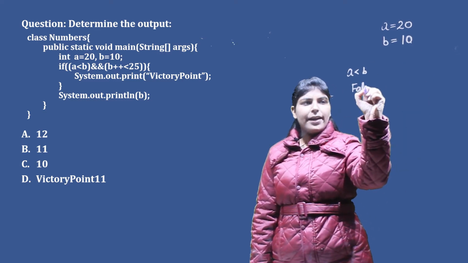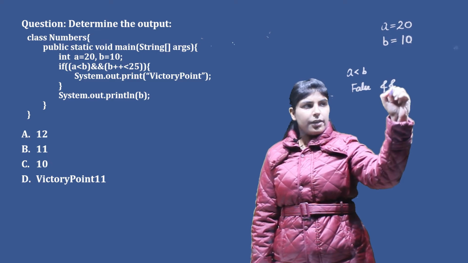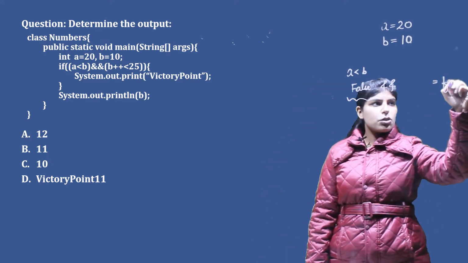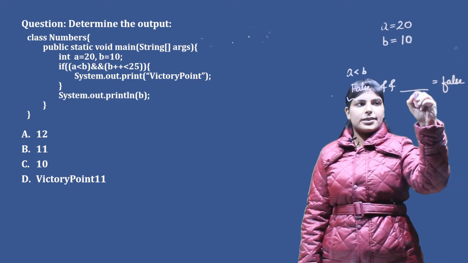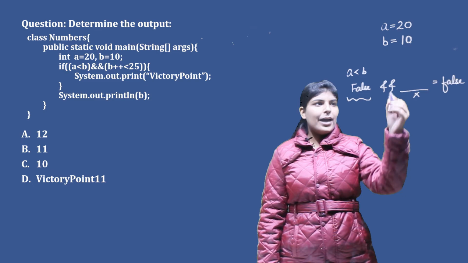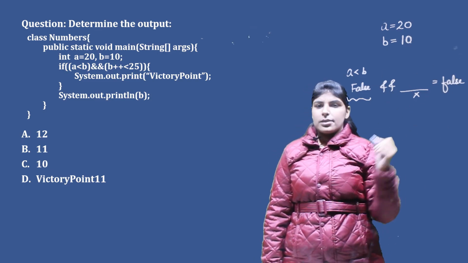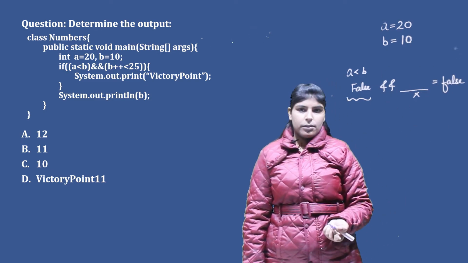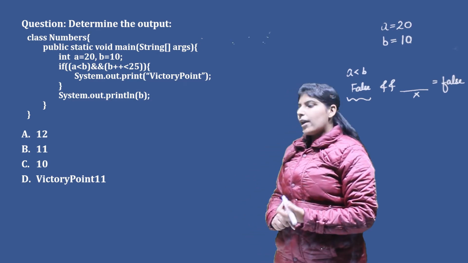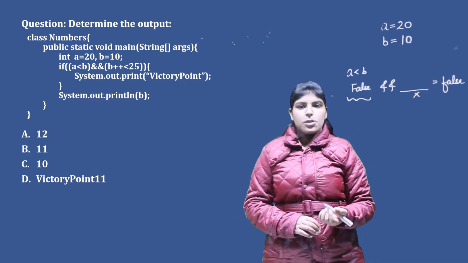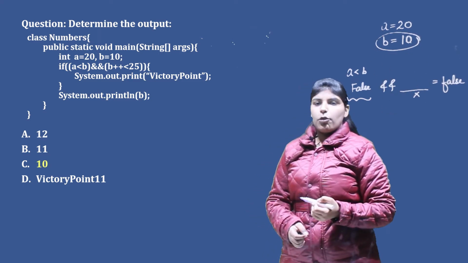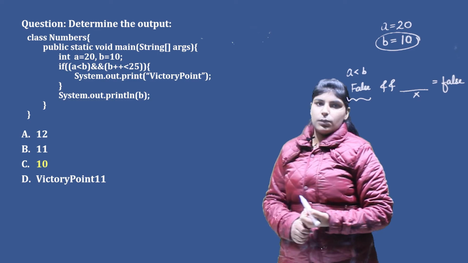So now for AND, we studied short circuiting. If the first condition is false, the answer will be false. So AND doesn't evaluate the next condition. So this condition won't be executed and will directly return false. So the if won't get executed. So victory point is not printed on screen. After the if block, I have to print the value of B. So the value of B has not changed. The value of B is 10. So the output of this code will be 10.